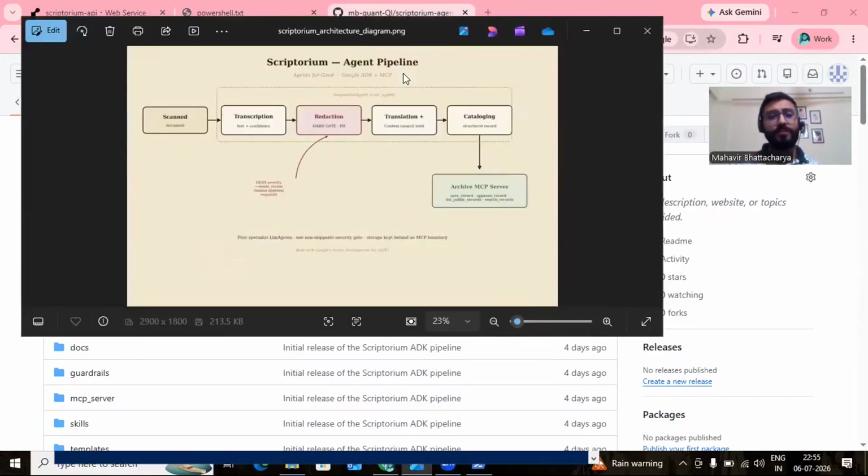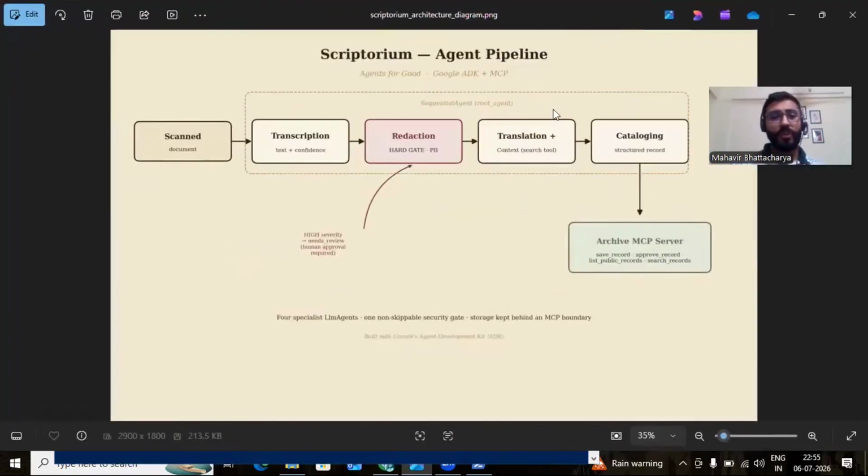In the meanwhile, what are the parts that I have majorly focused on? Now, the scanning of the document is out of scope for this particular agent pipeline. I have used a 4 agent architecture. This comes under the agents for good category. And I have used Google ADK plus MCP. Which model context protocol I have used, I'll talk about that in a while. So the first agent takes care of the transcription. This problem is solved. Another agent for the translation, another agent for the cataloging. And then finally, the archiving to the MCP server. That would be a future part of the project that I seek to undertake.